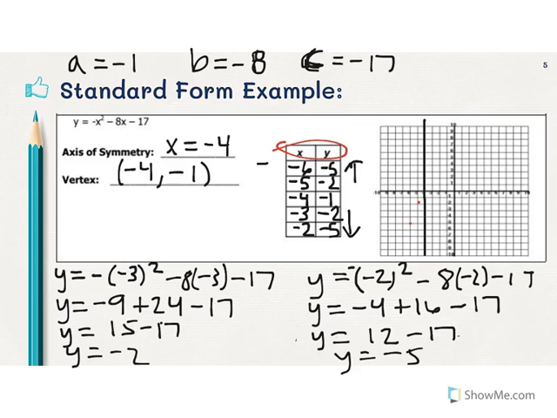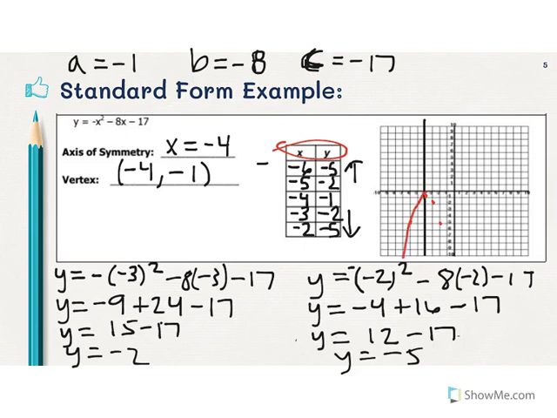Then our next one we have negative 4 and then negative 1. So hopefully that's on our axis of symmetry. That's where it should be going. And then we have our negative 3, negative 2. And then they should be mirroring each other. So you guys can see that this axis of symmetry is the mirror of it.